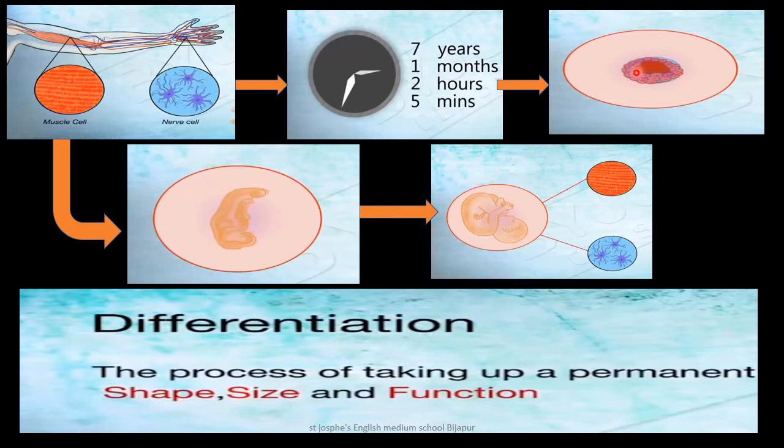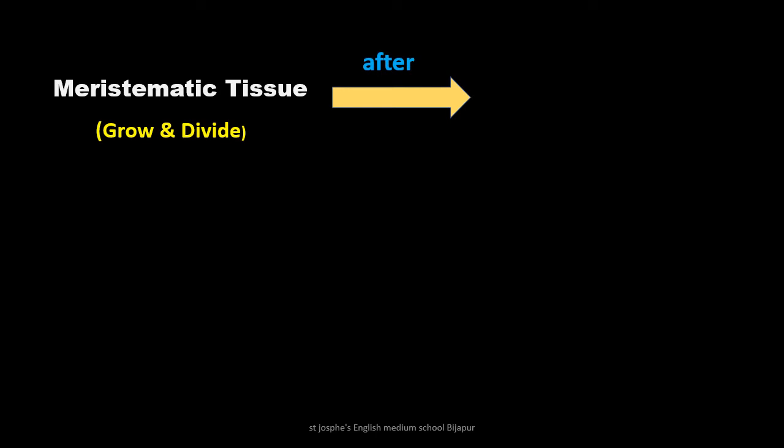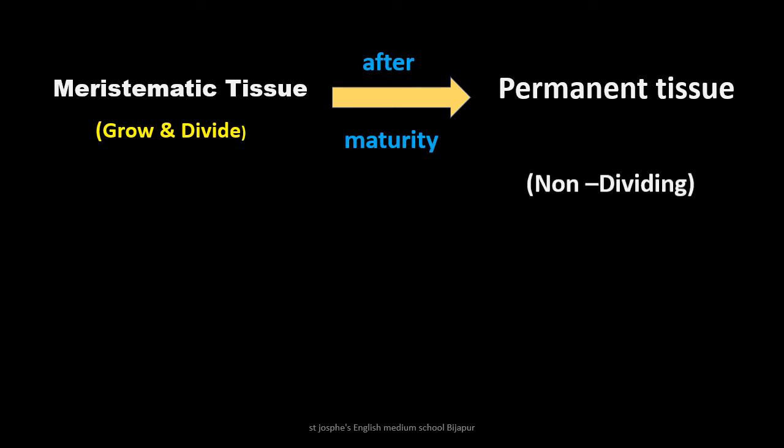So the same cells convert into, or form, muscle cells and nerve cells, and like this they take up a permanent shape, size and function. So here is how the meristematic tissue, the dividing or growing tissue, after a period of time, that is after maturity, turns into permanent tissues or non-dividing tissues.